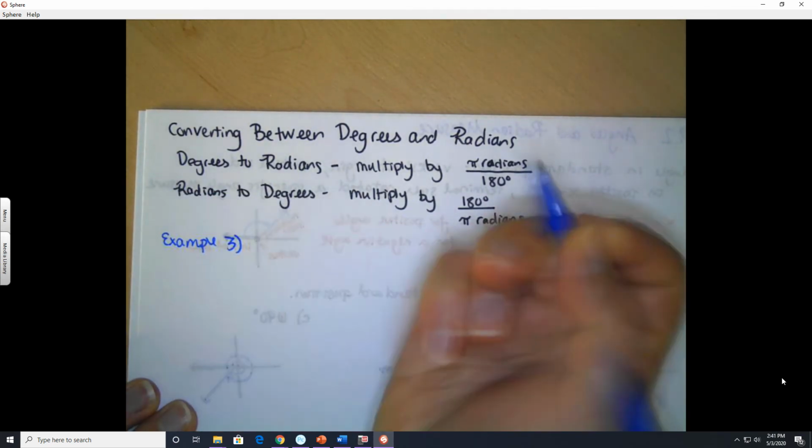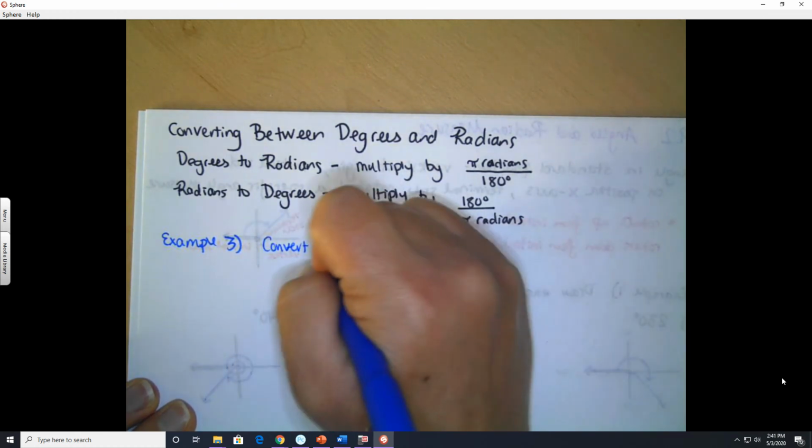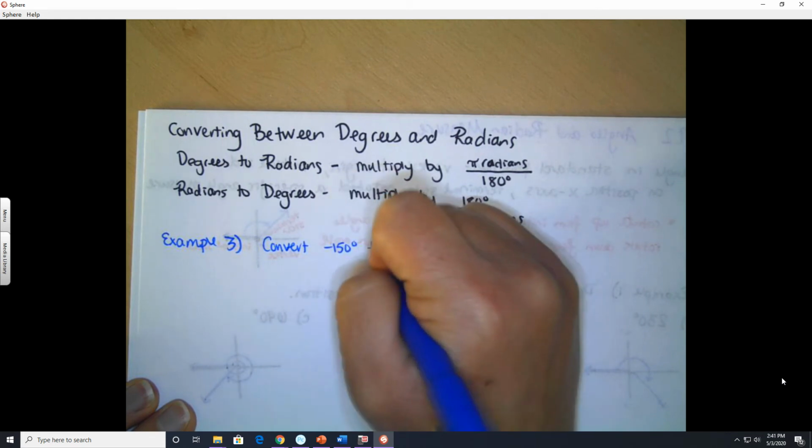So in example 3, we're going to convert negative 150 degrees to radians.